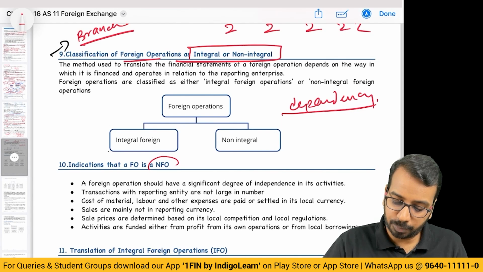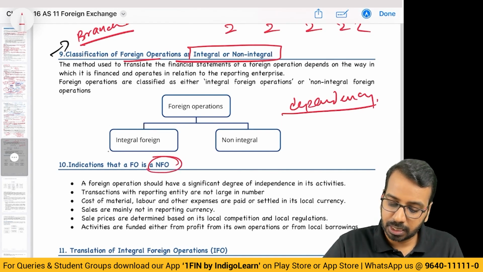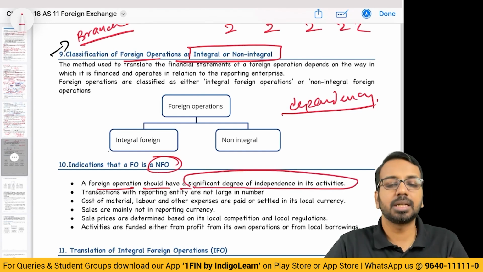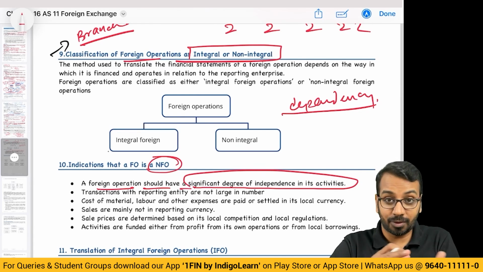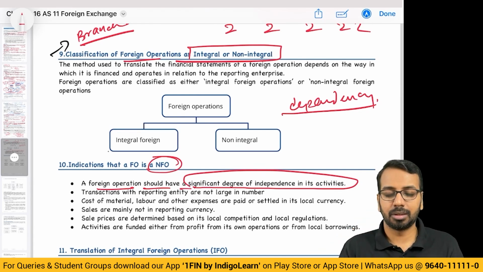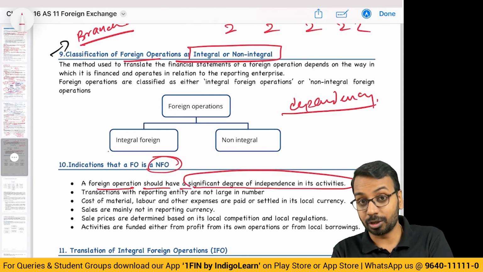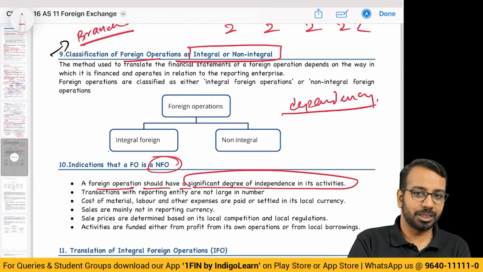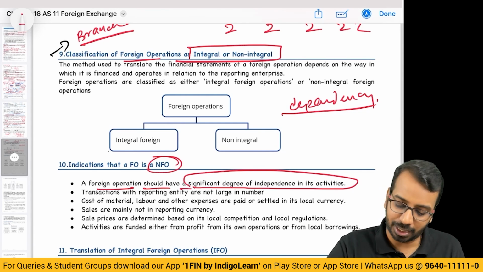For something to be a non-integral foreign operation, the foreign operation should have a significant degree of independence, meaning they are working independently. They are not dependent. If I have to extend the example, till the time you are studying, till you start earning on your own, you are dependent on your parents. But after you start earning, you become independent. That is how you can understand it.